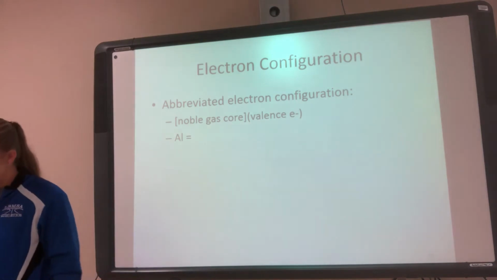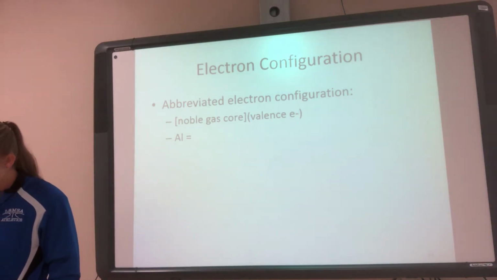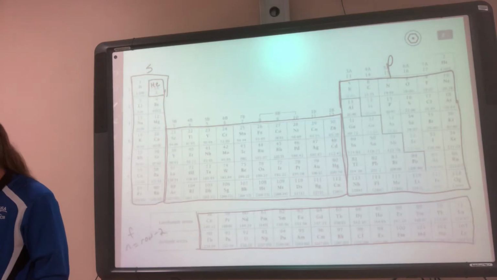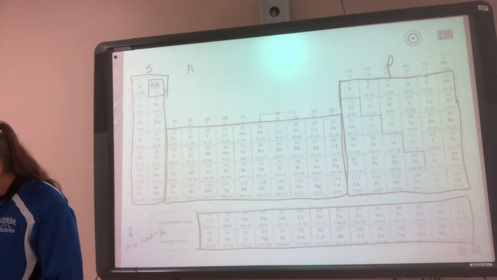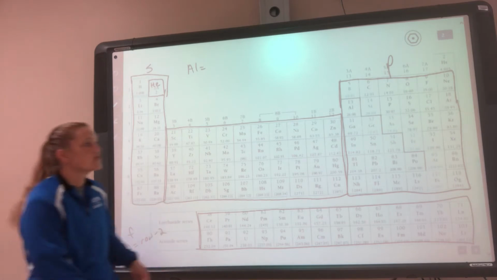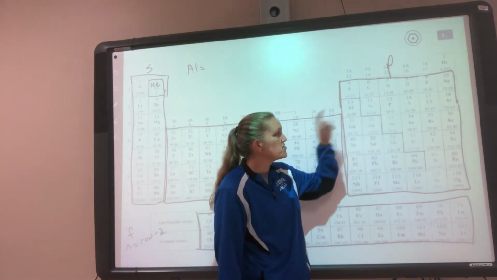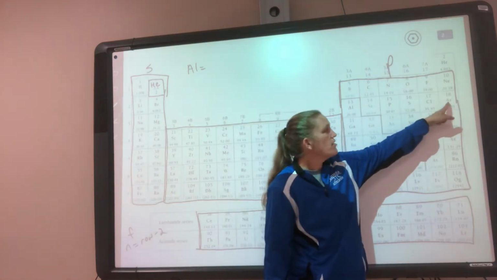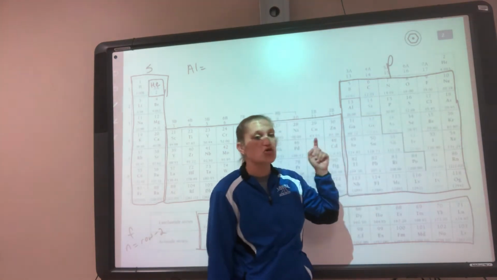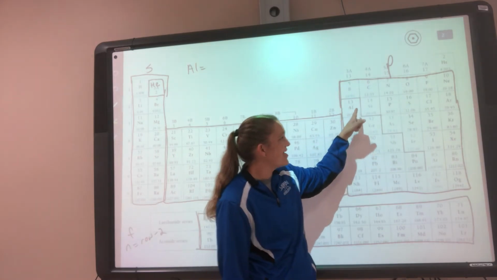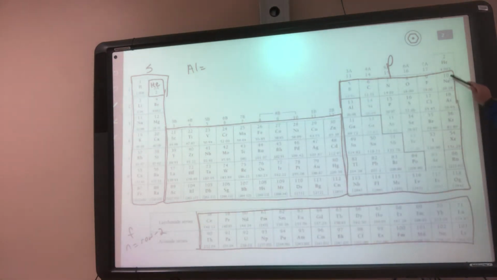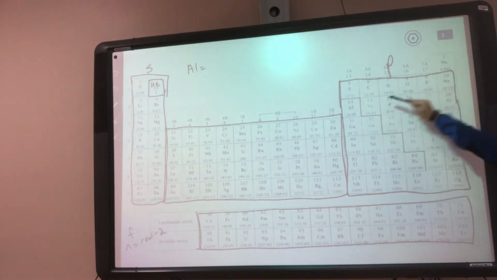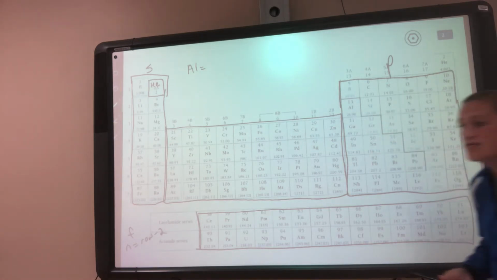So let's practice aluminum. You can write it on this slide. I'm going to go back to my periodic table. So here's aluminum. I first want to pick a noble gas that's closest to it without going over. You might say argon, but argon is 18, and aluminum is 13. So I want a noble gas that's less. My choices would be neon or helium, but I want the highest without going over. Neon would be the highest because it's a 10 and this is a 13. So I'm going to use neon.